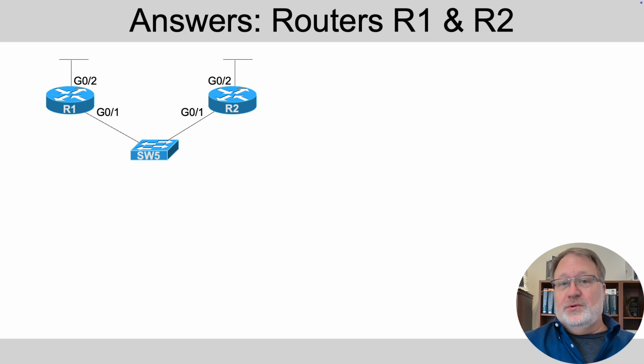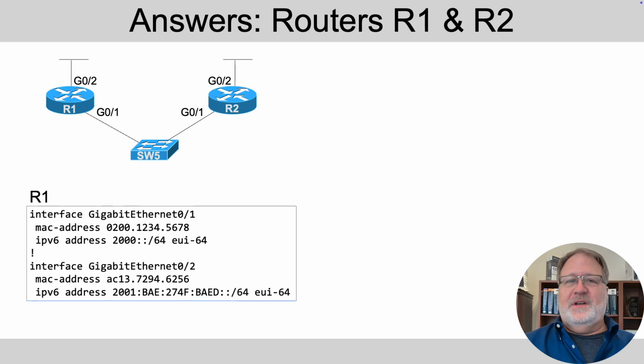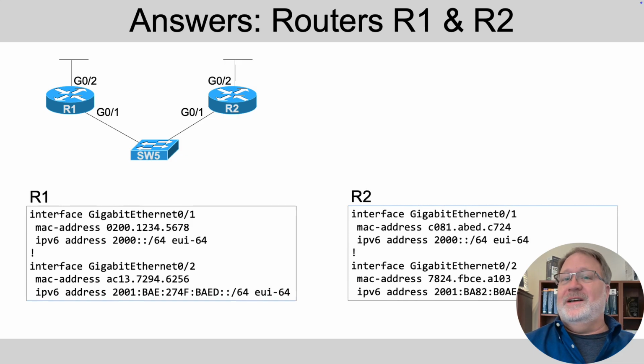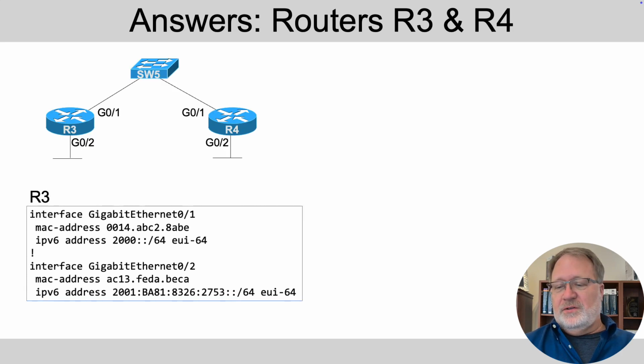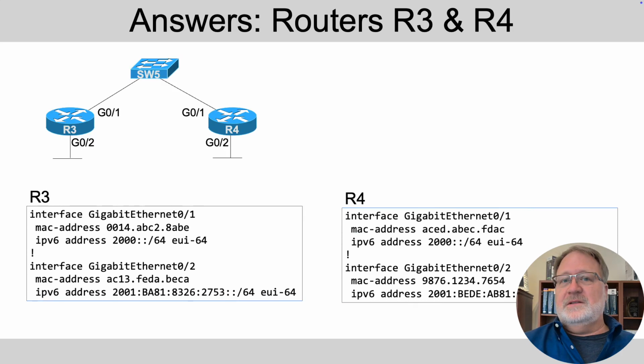Let me walk you through the literal answers for a moment. Here's R1 and R2, and you can hit pause and look at those if you want. These are the correct answers for real gear. I told you that the bit flip is incorrect in Packet Tracer in some cases. These would work correctly on real gear, regardless of Packet Tracer's problems. You can also find these answers on the blog page, by the way. Here are the correct answers on R3 and R4. Again, you can hit pause, look at them here, or look at them on the blog page.